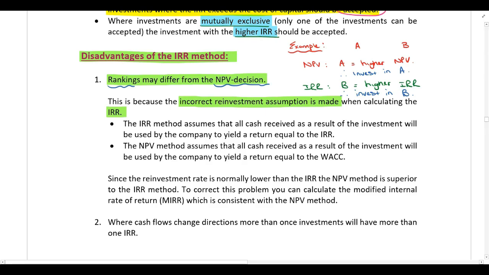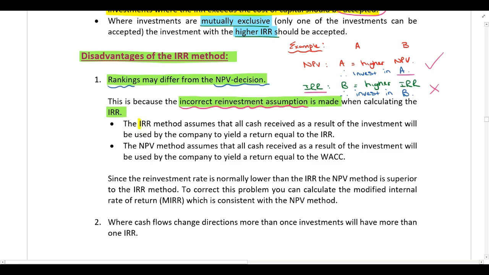So this is actually the incorrect answer. The correct answer is we should invest in A. We should not invest in B. And the reason why the internal rate of return method gives me the wrong answer is because it makes the incorrect reinvestment assumption. So what am I talking about over here?